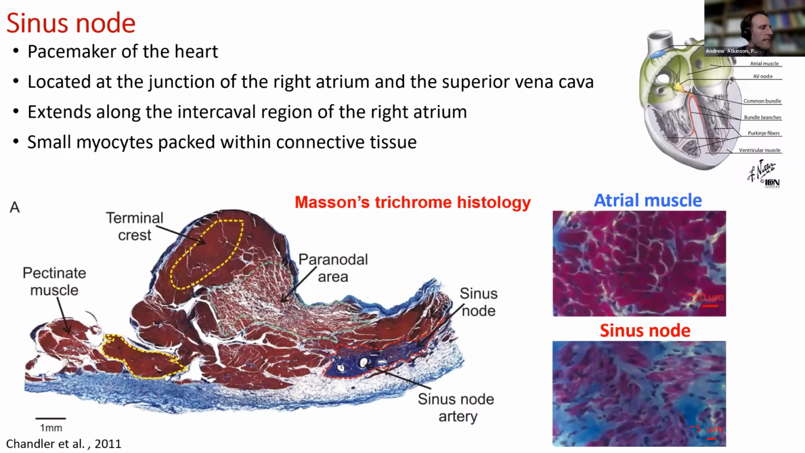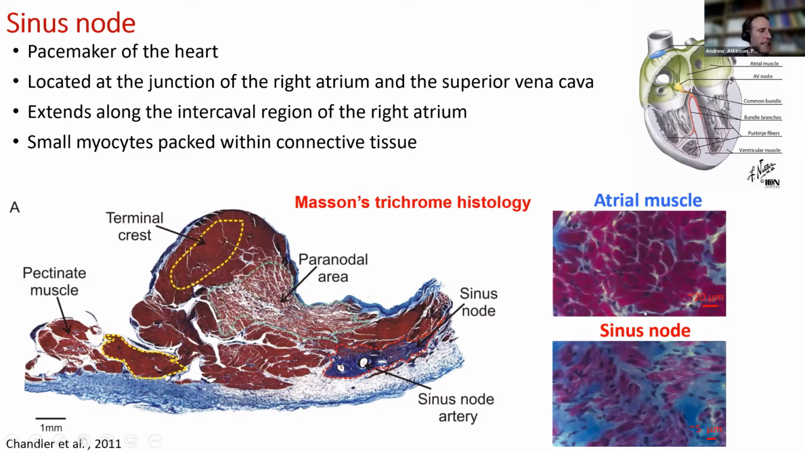So this is classical histology looking through the sinus node, which is the pacemaker of the heart. It's located in the right atrium at the junction with the superior vena cava, and it extends along the intercaval region. In this Masson's trichrome histology, we have myocytes in red and the fibrous tissue in blue. We can see here this discrete sinus node area, which is full of fibrous tissue, punctuated by the sinus node artery, and it's lying in the subepicardial region.